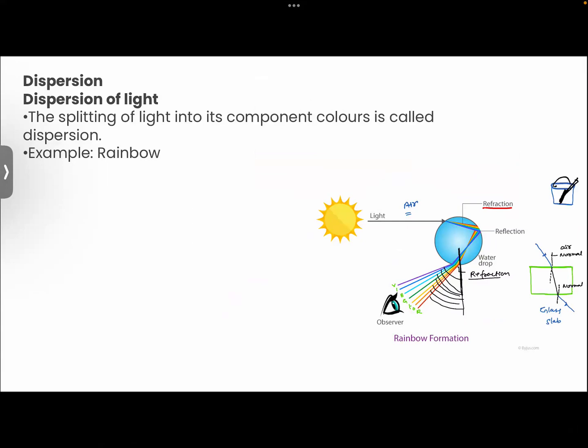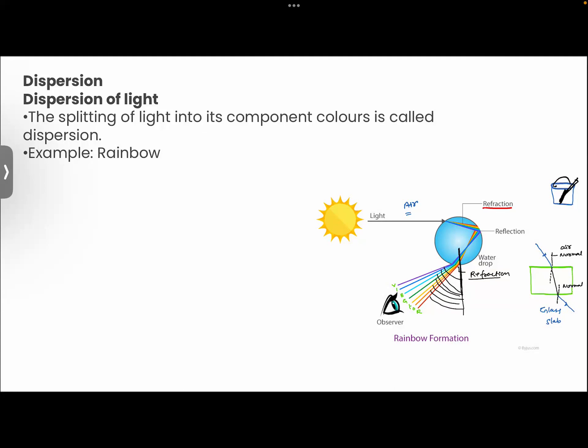So when the white light passes through the water droplet, a refraction occurs. Refraction is the bending or change in direction of light when it passes through a transparent medium. Through a denser medium, refraction happens.